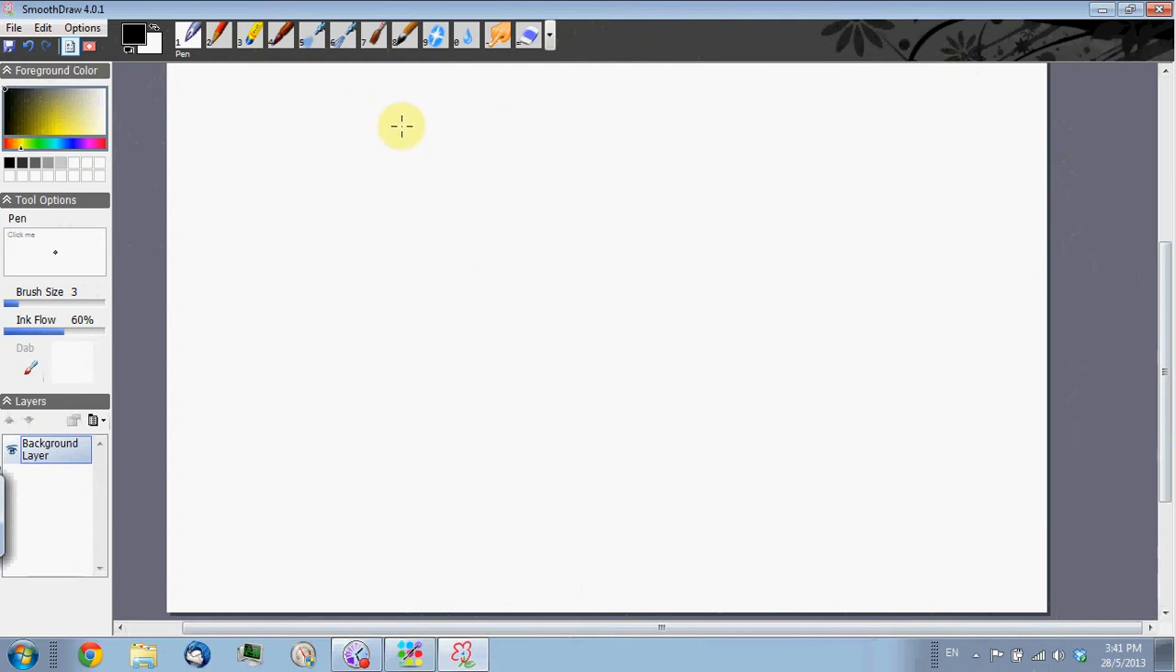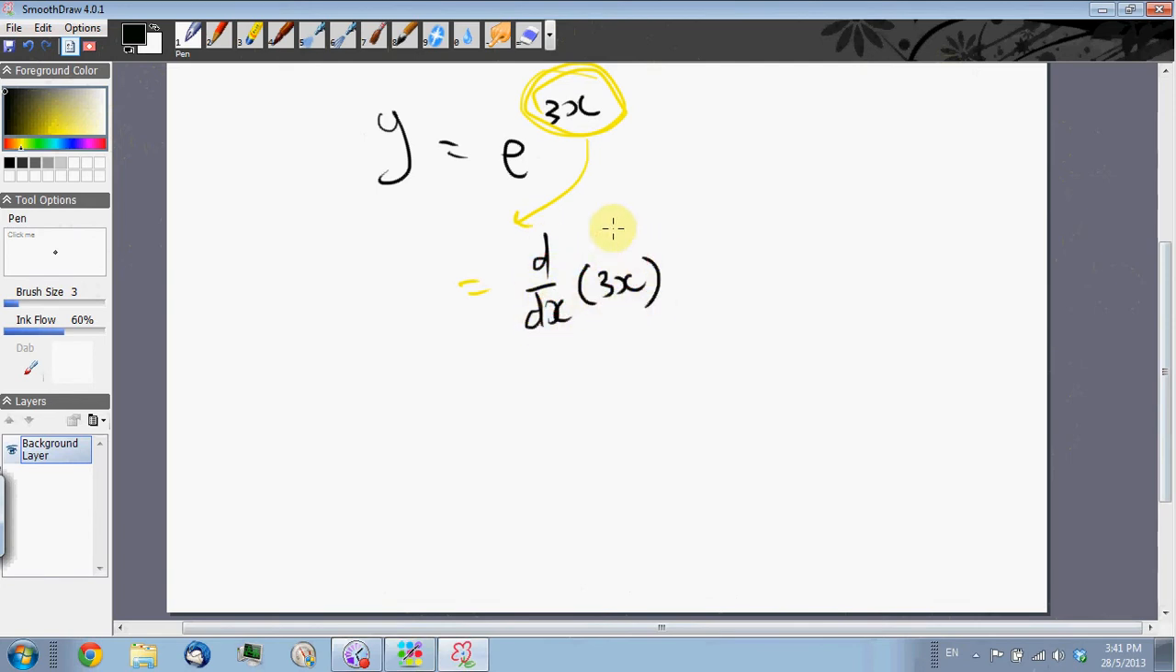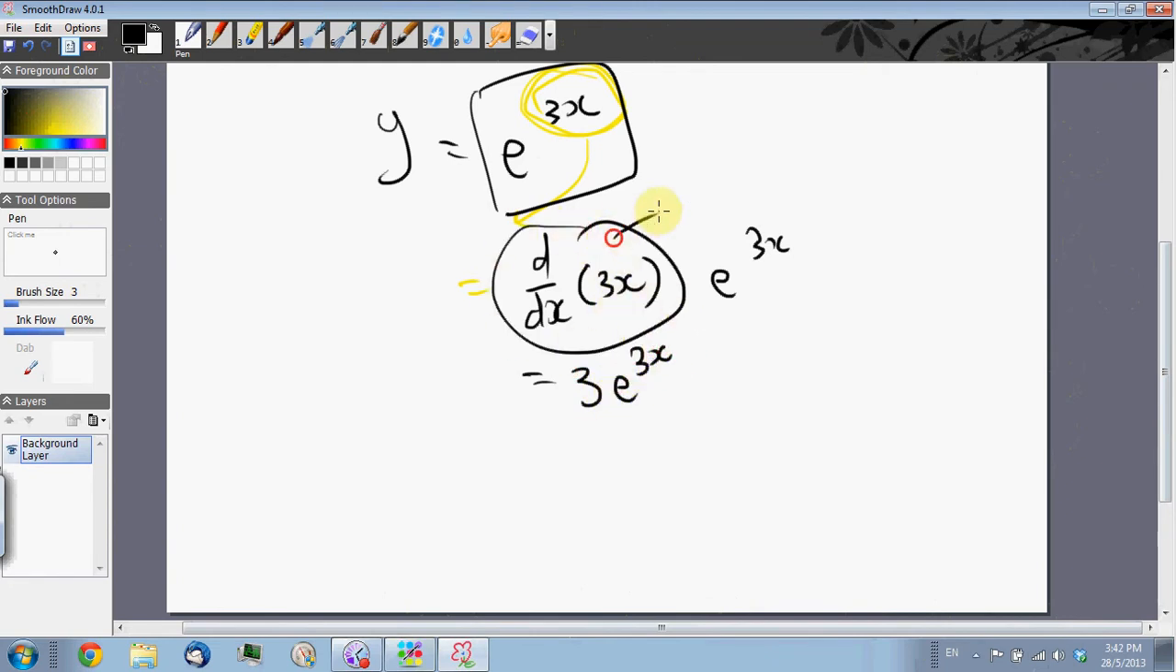Now if you have y equals e to the power 3x, the method to solve it is first to take e to the power something as a kind of function. Whatever is in the e to the power of, differentiate this first. When you differentiate it, you get 3, correct? So I'll write out the steps. The steps are d/dx of 3x, then keep everything in e to the power of x. No need to change anything, just keep it. This gives you 3 e to the power 3x, because this is 3.